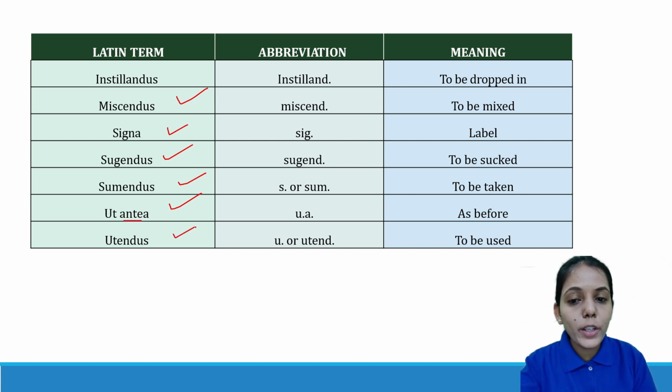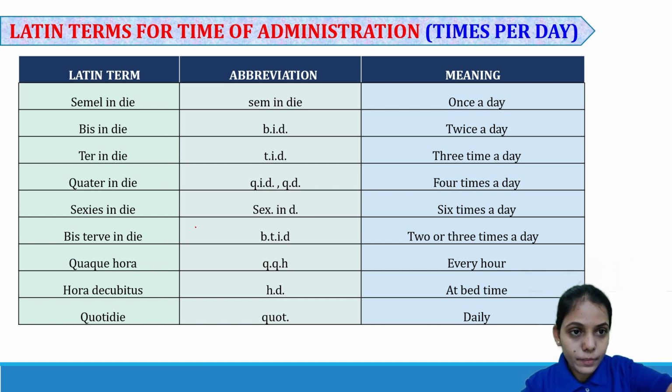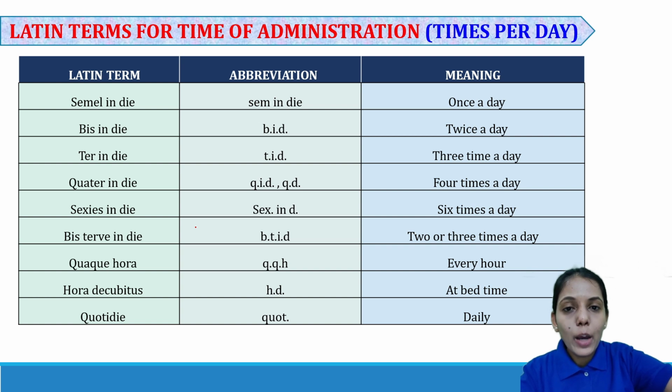Utendus, to be used. Utendus means to be used. So these are the Latin terminologies for administration. Now Latin terms for time of administration. Times per day. Okay. Now here, simul in die. Die indicates day.